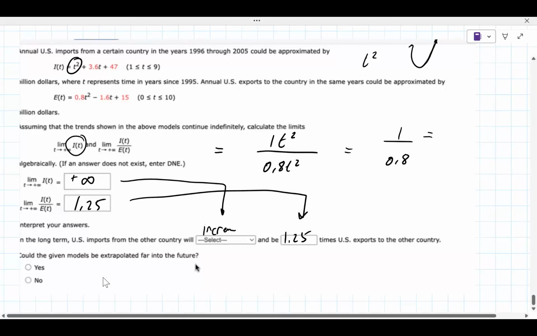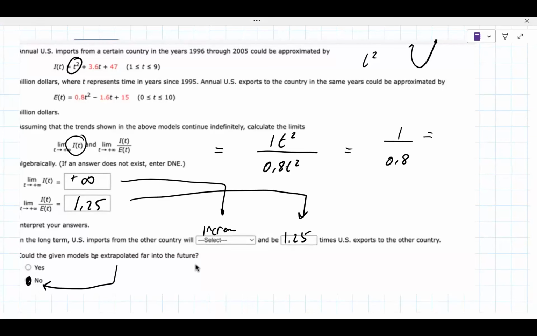Can it be extrapolated in the future? I don't know whether you can. I'll say yes, probably wrong. Could the models be? Actually, extrapolation is very dangerous. It probably actually is no, because you don't generally extrapolate data. It's a violation of something. Yeah, all of those, that was correct. Okay, perfect.